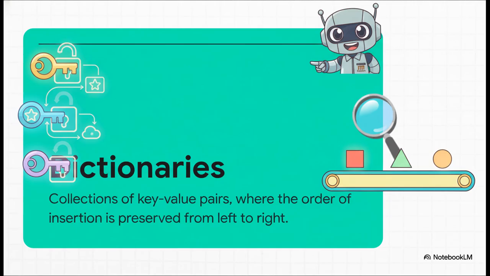Okay, next up in our toolkit, dictionaries. You know them, they're perfect for organizing data with key value pairs. But, and this is a big but, here is a crucial detail that so many people miss. In modern Python, dictionaries actually remember the order you put things in. So the first key you add, it's always going to be the first one out. This isn't just some random fun fact, you guys. This is basically an exam secret.